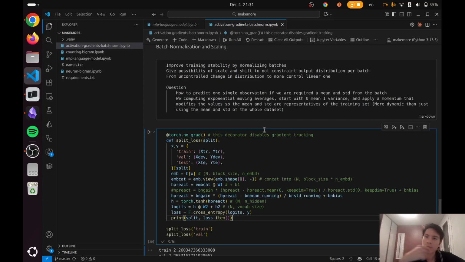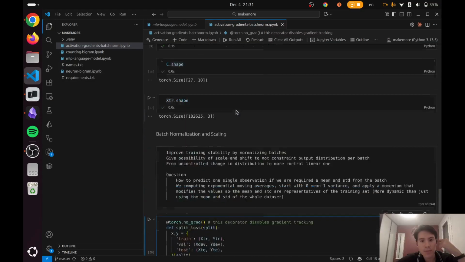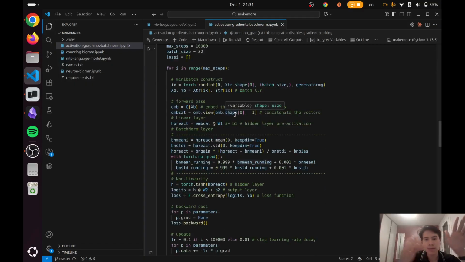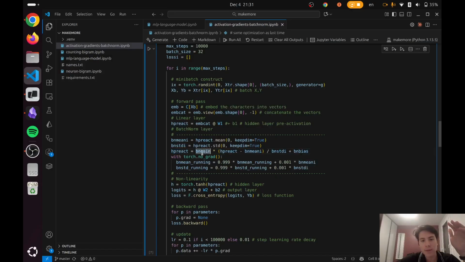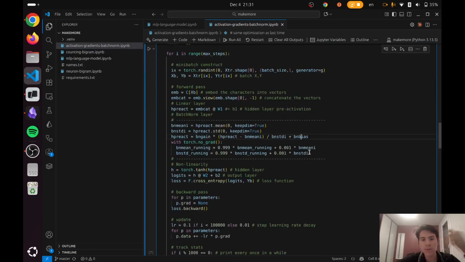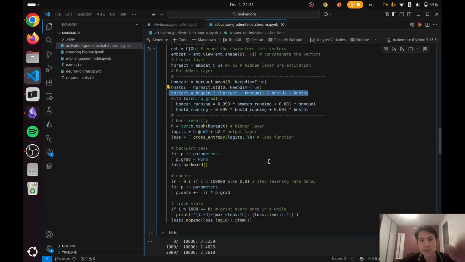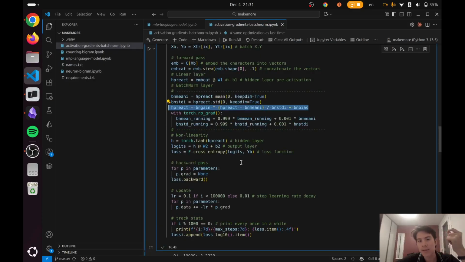We're going to implement more. And now the question becomes, how do we predict a single observation? What we do in batch normalization is, at each batch, we subtract the mean and divide by the standard deviation, and we have these two parameters that we adjust. But if we need this in order to predict, how are we going to predict a single value if we don't have the mean and the standard deviation of a whole batch?